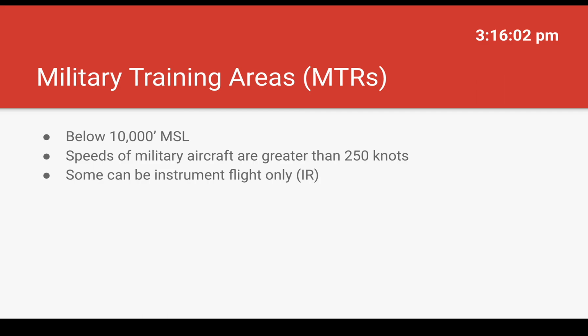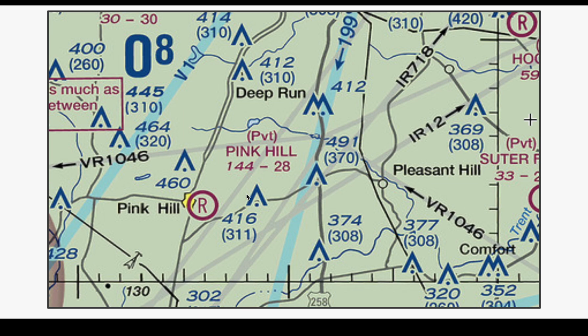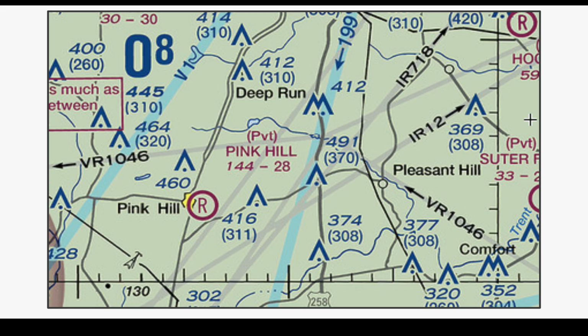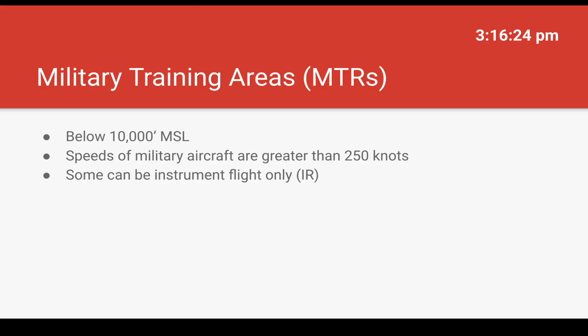Then we have MTRs. These are usually below 10,000. They're military training routes, and they have very high-speed military aircraft training on them. And sometimes they're instrument flight only. So, like, this is a VFR one. See this light gray line here? VFR, IFR, things like that. All right.